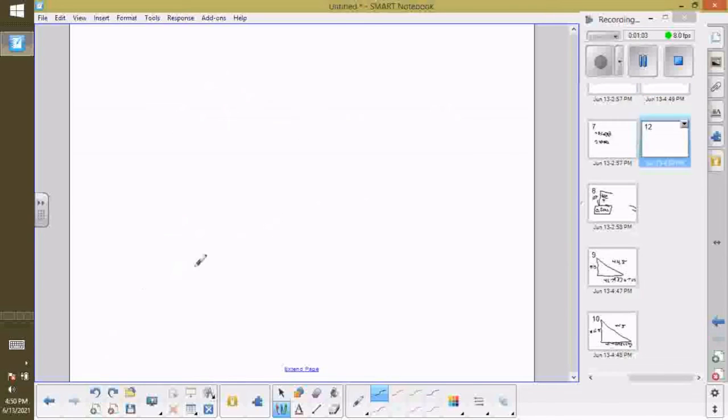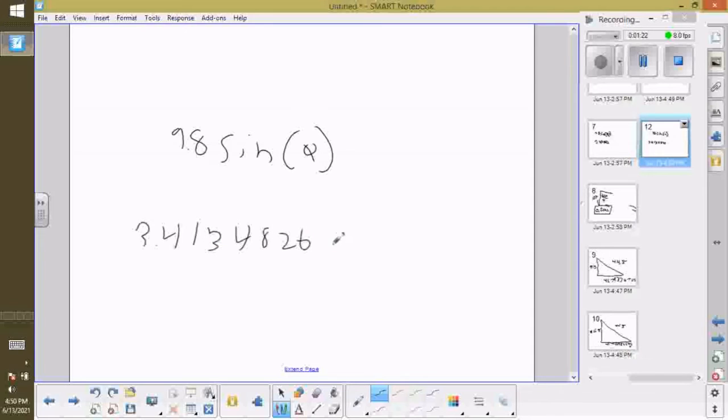And using that, we are now able to find our acceleration. So we take 9.8 sine, and I'm not going to rewrite the entire angle, so we'll just put that there. And this results in us getting 3.413486 meters per second squared.